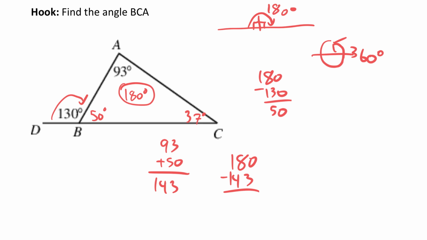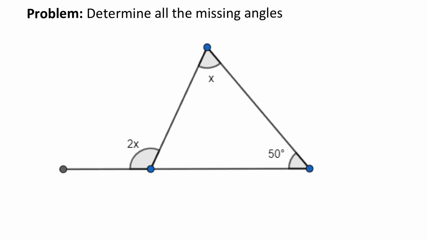All right. Well, with that as a warm-up, let's take a look at another question. Suppose we know this angle is 50, this angle is x, and this angle is 2x, in other words, twice as big as this angle. Can we determine all the missing angles in the triangle? Go ahead and pause the video and give it a try.